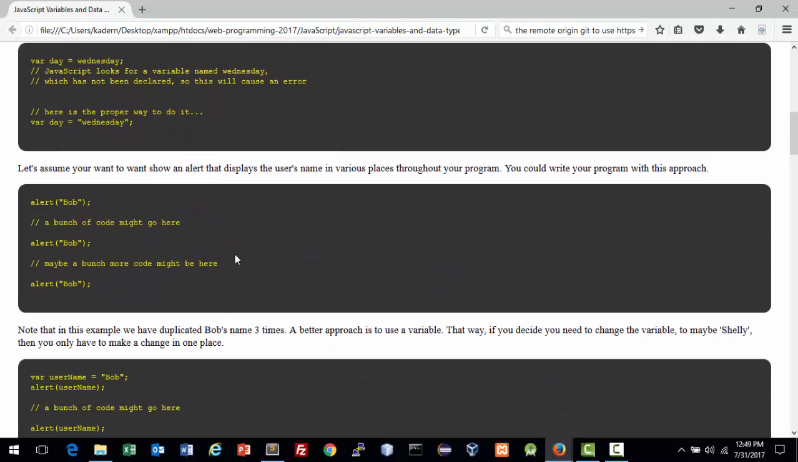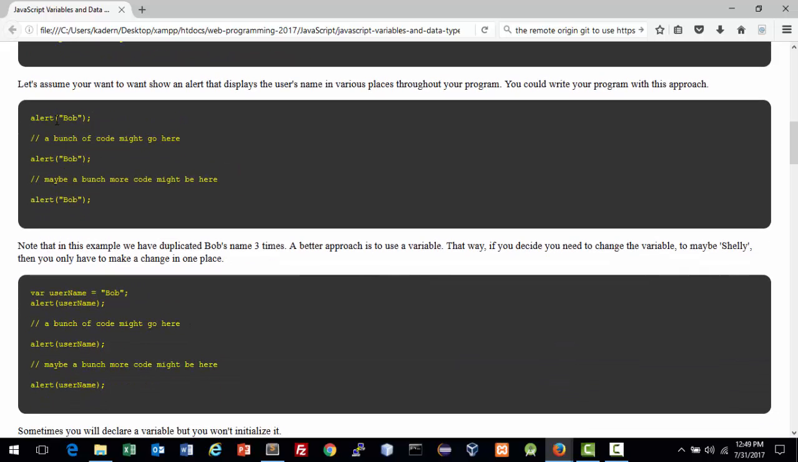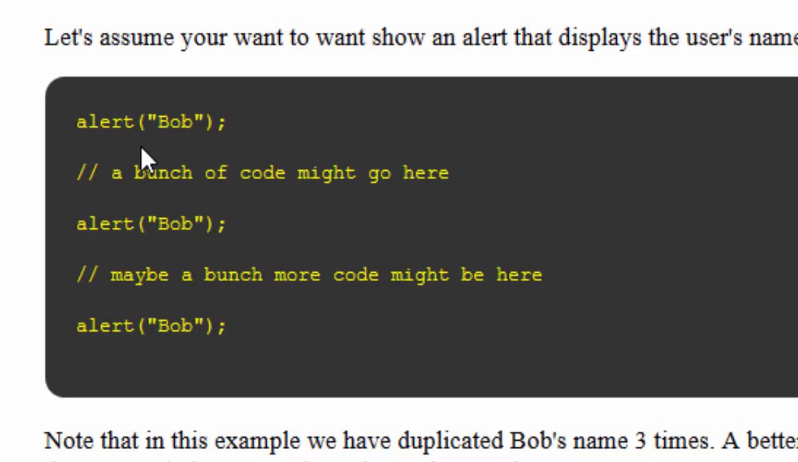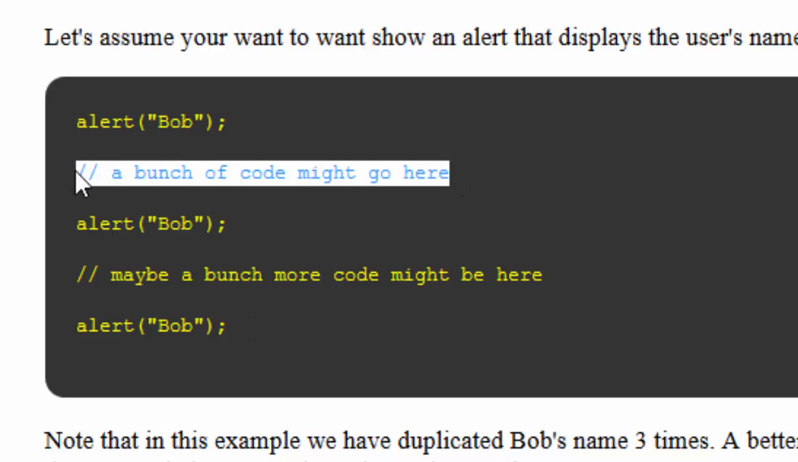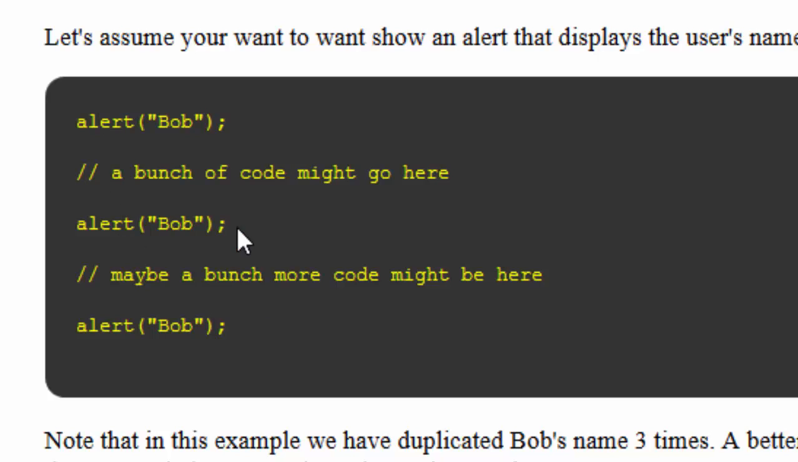So, all right, I didn't tell you the importance of variables and why we use them. So let's look at this sample. Let's say we've got a program where we're alerting out Bob in a bunch of different places. Pretend there's a whole bunch of code between this alert and this alert and this alert. So we've got a big program with lots of code in it, and there's 3 spots in the program where we're alerting out Bob. Well, programs always change.